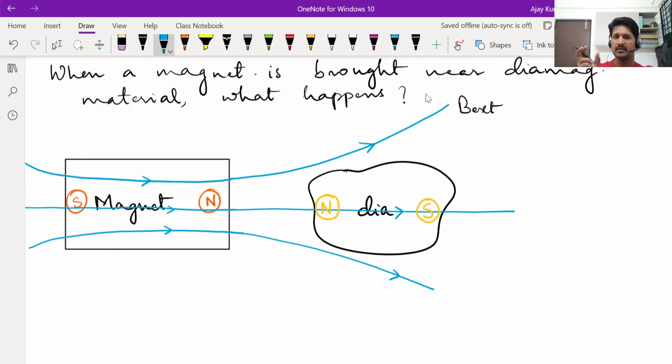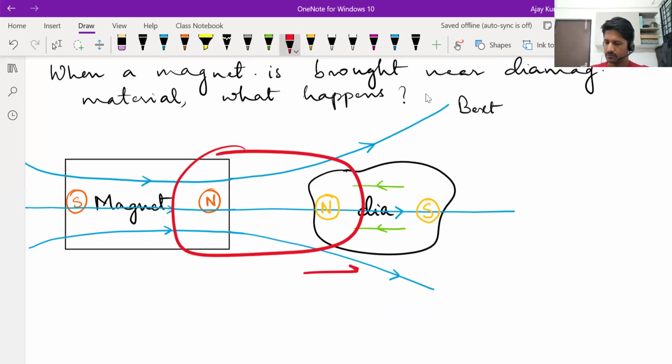So it's like the diamagnetic substance is now in the presence of an external field, which is more or less directed to the right. If the external field is to the right, the internal field will be to the left, which means inside the diamagnetic material, the left end will behave as the north pole and the right end will behave as the south pole. And since north and north are closer, the repulsive force will be stronger.